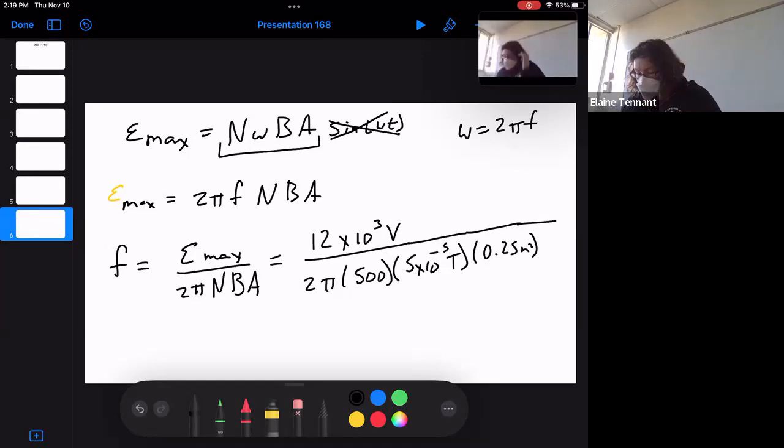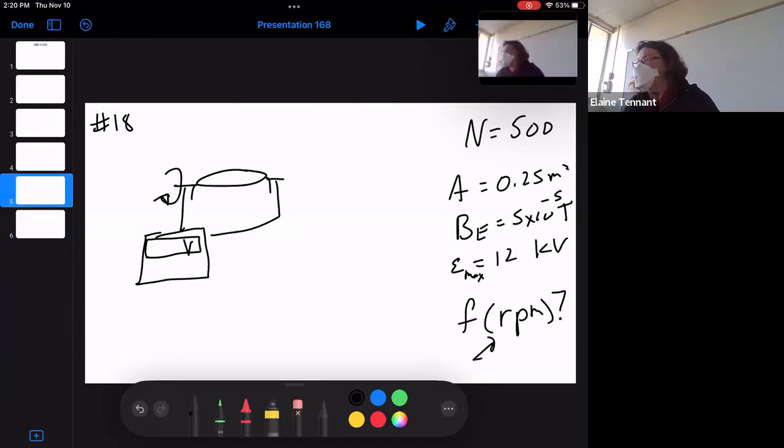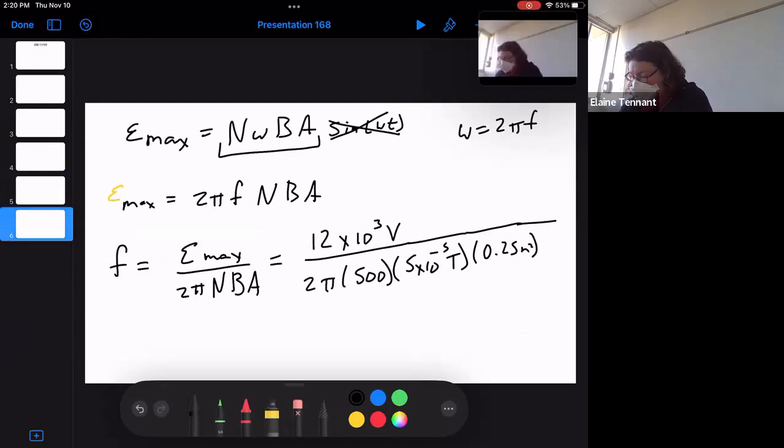Now this will give me an answer in 1/seconds, or revolutions per second, right? But I want RPMs, so I need to convert seconds to minutes. So how many seconds in 1 minute? 60 seconds in 1 minute. So I say 60 seconds, 1 minute, and then I'll have revolutions on top, minutes on bottom.